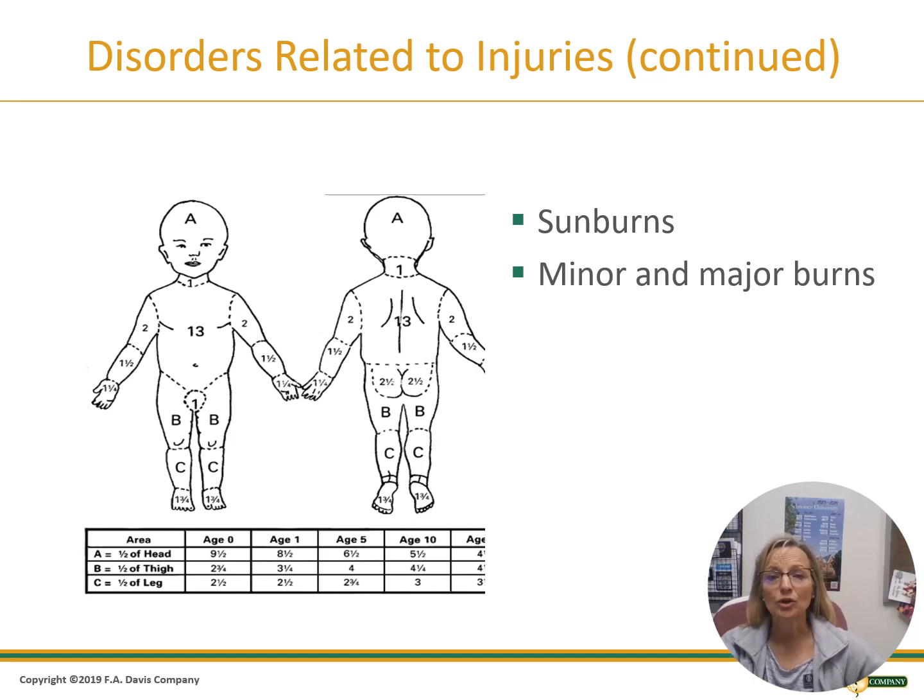Sunburns are a result of prolonged or intense exposure to the sun's UV rays. It can range from mild redness and inflammation to severe blisters and peeling. There is such a thing called sunburn poisoning.